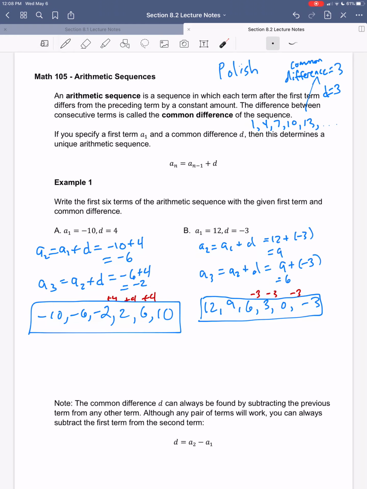Or here, 3 minus 6 is negative 3. Negative 3 minus 0 is negative 3. And of course, any pair of terms will work, but we could always just subtract the first term from the second term. So if you're finding this common difference d, you can always just take a2 minus a1. So up here, negative 6 minus negative 10.